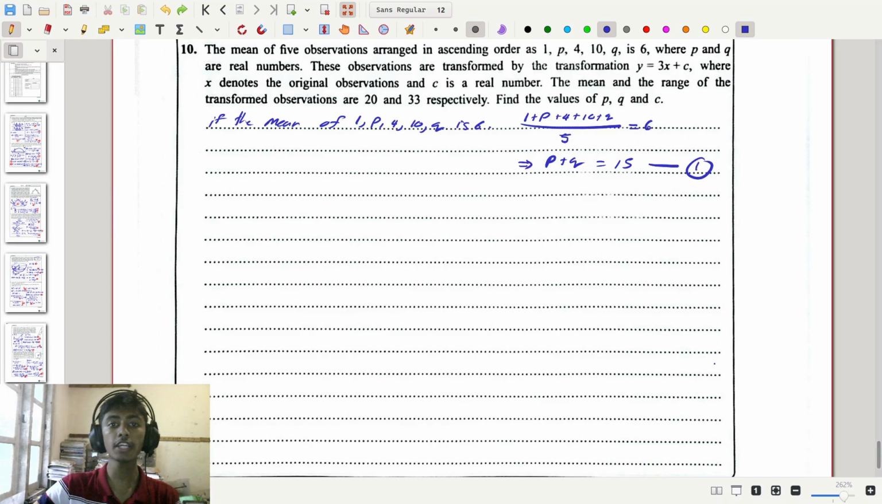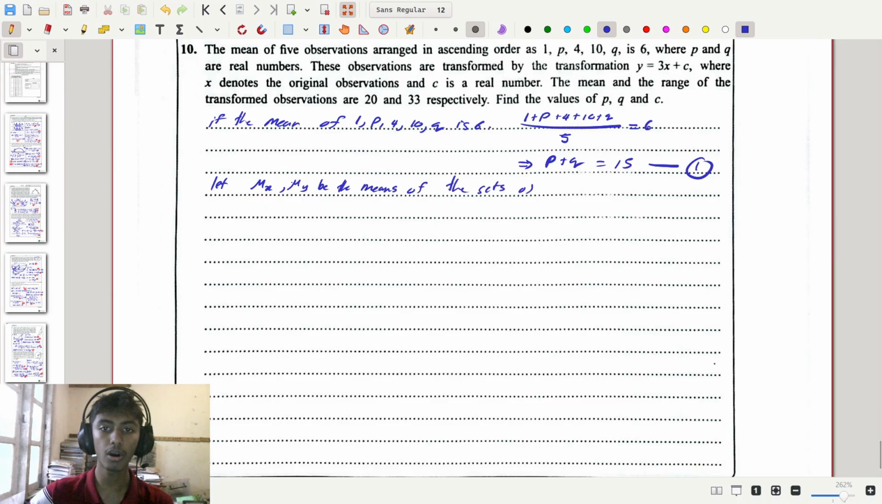Now moving on, the next bit of data that we know is that given this transformation, the mean is going to be 20 and the range is going to be 33. If we consider what happens to the mean and the range, the mean of this set of observations is 6. Since each of these observations is multiplied by 3 and then has c added to it, the mean is also multiplied by 3 and has c added to it. So let mu x and mu y be the means of the sets of x and y respectively.